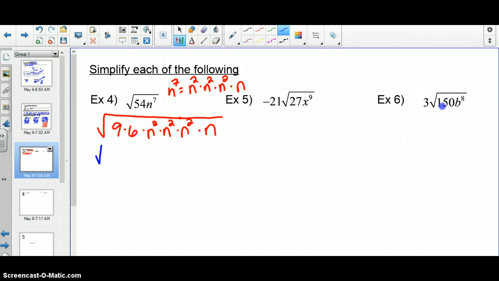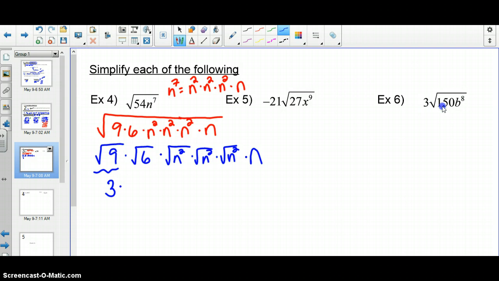This is just root 9 times root 6 times root n squared times root n squared times root n squared times n. Let's go through this. Root 9 is 3. I can't simplify the root 6, so I'm just going to leave it root 6. But here's where we get some things coming out.